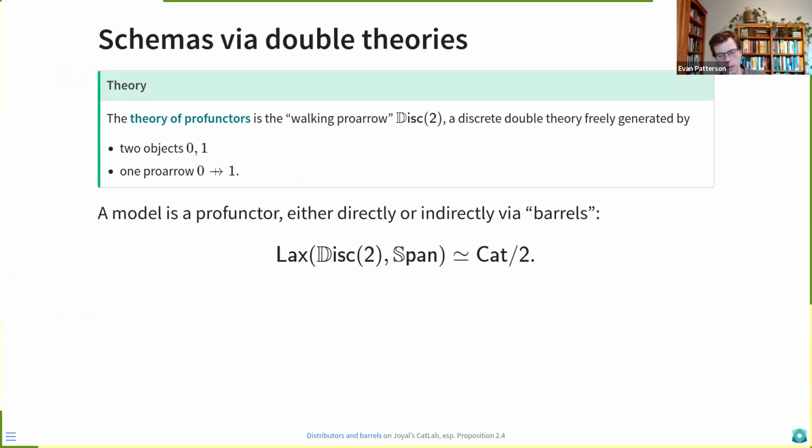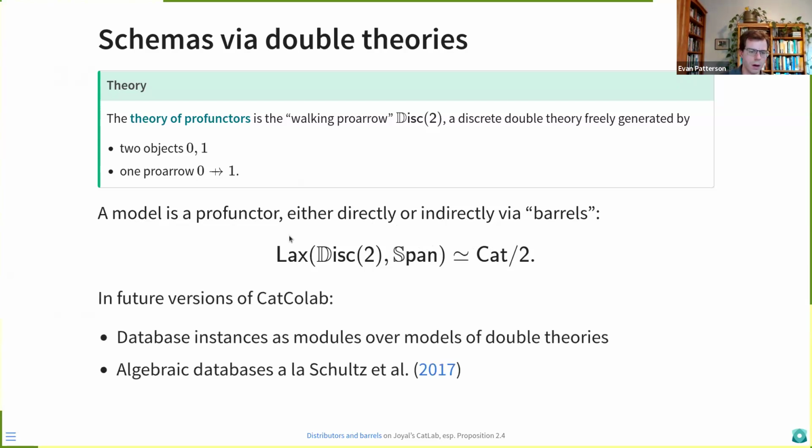And again, by what we've said, a model of that is a profunctor that follows immediately from the definitions, but you can also see it indirectly via this correspondence. We reproduce a well-known alternative description of a profunctor as being a category sliced over the interval category. So yeah, improvements to this are coming in future versions of CatColab.